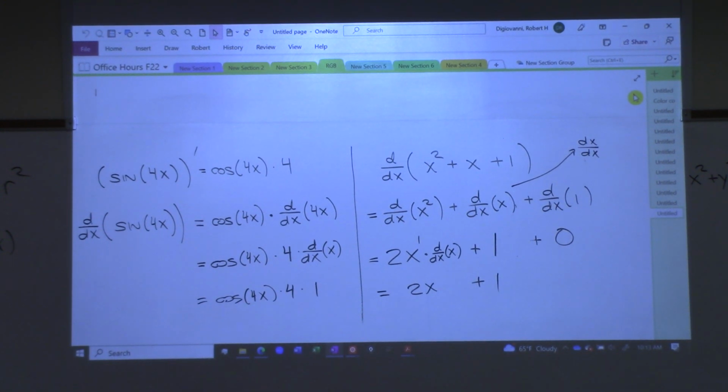Like I said, I realize this is confusing, but now let's get to a real problem. All right, this was just to get you to see this chain rule with this notation.